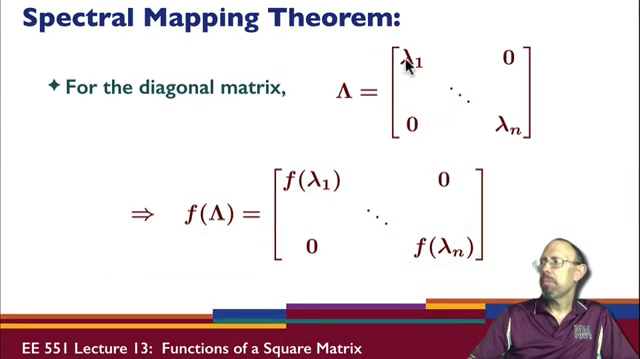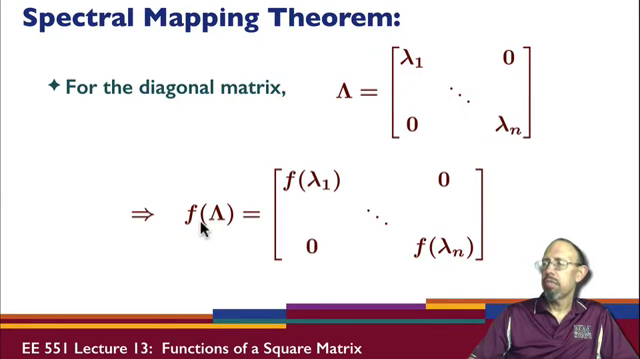If Lambda is a diagonal matrix, even if we have repeated values along the diagonal, as long as it's diagonal and not defective, not requiring a Jordan form, then f of Lambda is just f of the diagonal elements. f of capital Lambda is the function of the little lambdas. And so it's a very straightforward thing.